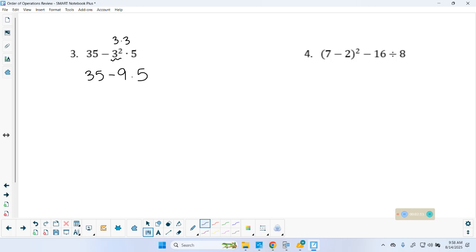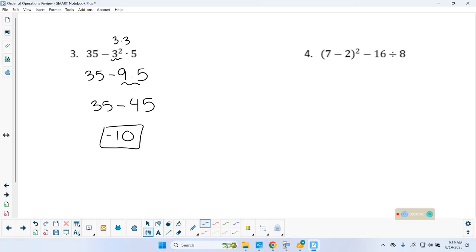Now we have subtraction and multiplication. We always want to do multiplication first. We have our 35, we still have our subtraction. 9 times 5 is 45. And then lastly, we just have to subtract. 35 minus 45 is negative 10. Please keep in mind that negative 10 and positive 10 are still two different numbers, so make sure you guys do have the correct signs.